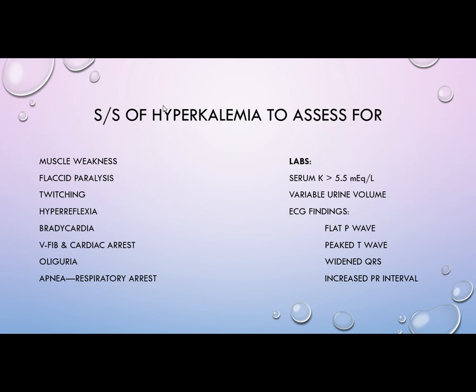Your labs, you're going to see a serum potassium level that is higher than 5.5. Their urine output or their urine volume is going to be variable. It's going to depend on the overall volume of the patient, if they're hypovolemic or hypervolemic. Okay, EKG findings, you're going to see a flat P wave. They're going to have a really peaked T wave, a widened QRS, and an increased PR interval. Now these are widened or increased basically because of the transmission, right, of nerve impulses.